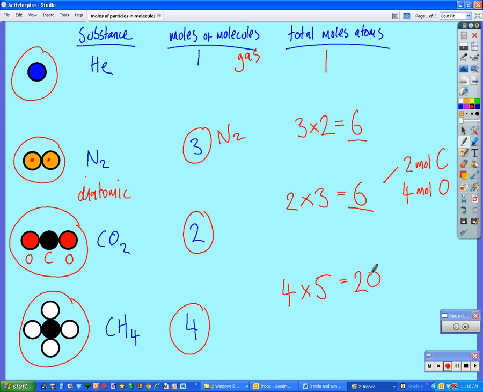That 20 moles of atoms is made up of 4 moles of carbon and 16 moles of hydrogen. 16 because we've got 4 moles of it, and there are 4 atoms per mole. You can take that as well.